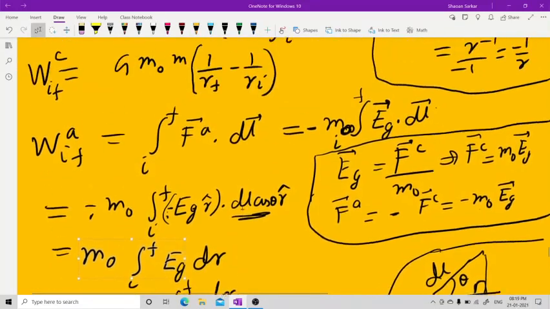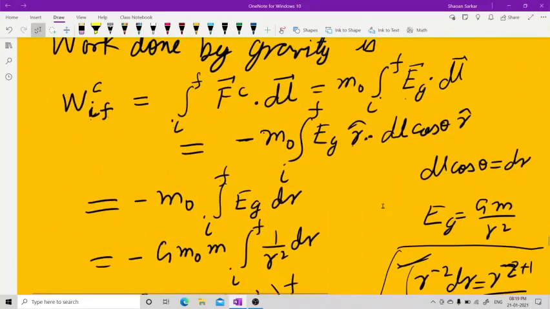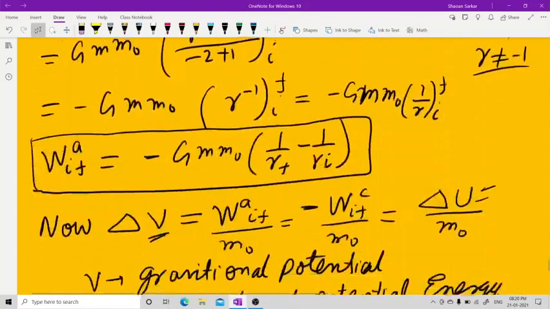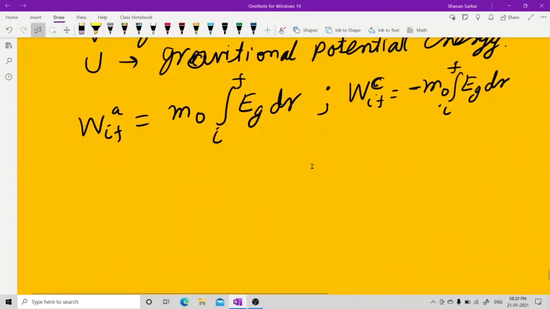And E_g is just the constant value. You don't have to go for the vector. This is the constant part. I'm not talking about any vector right now. Now the thing is this gravitational potential energy. Now things will be very easy for me. See, before that, let me tell you gravitational potential, just gravitational potential.